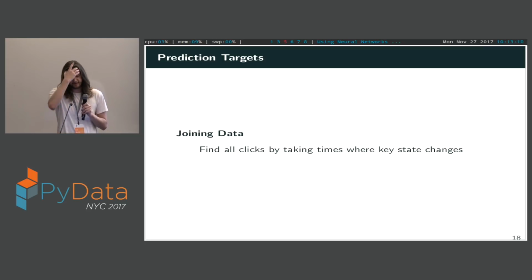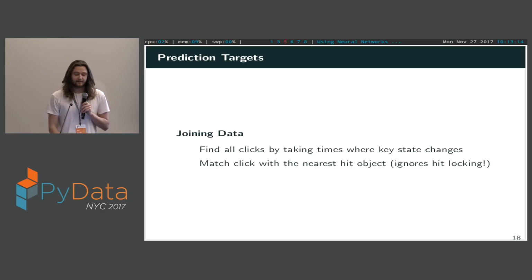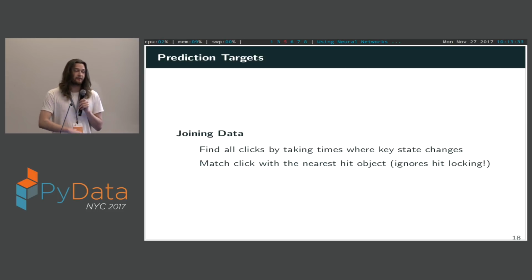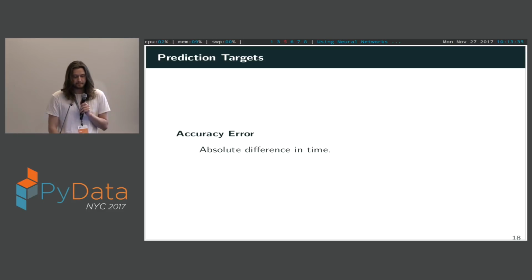To join the data, I find all the clicks by taking the times when the keyboard state changes. And then I match the click temporally with the nearest hit object. An important thing is this ignores a feature of the game called hit locking. It's not important to know what that is. It's just that this is a simplification of the way the game is played. This is not actually how you would resolve whether you clicked a circle or not, but it's good enough. And we can make these kinds of simplifications for the sake of modeling the game.